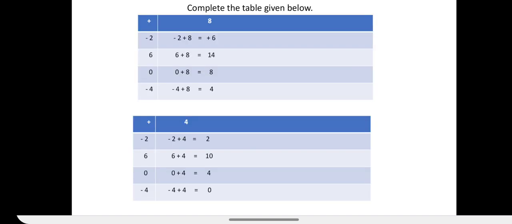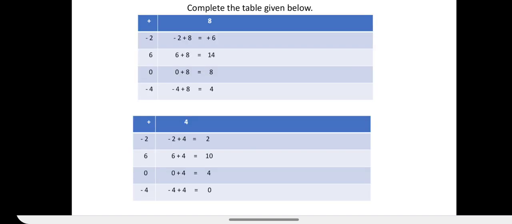-7 plus 2 is equal to -5. -8 plus 0, 0 is neither positive nor negative. So 8 minus 0 is 8 and bigger number sign is minus. -2 plus -5 is equal to -7.